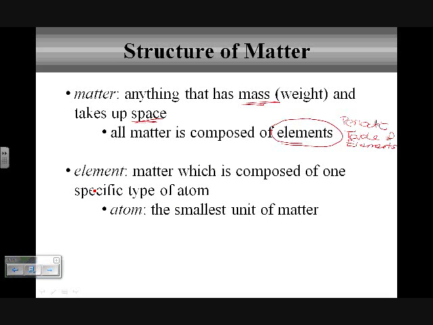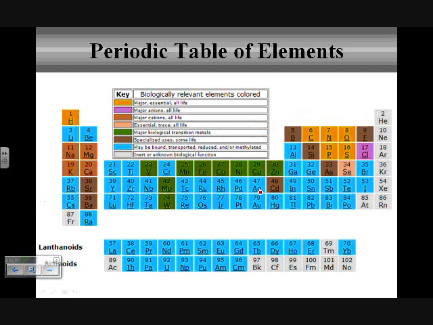And an element is really a pure form of a substance. All right, so with elements, we're focusing on it being pure because we're only talking about it being made of one specific type of atom, one specific type of unit of matter. So when we talk about the element being helium, helium is only composed of helium atoms. So when we talk about elements, we're talking about pure.